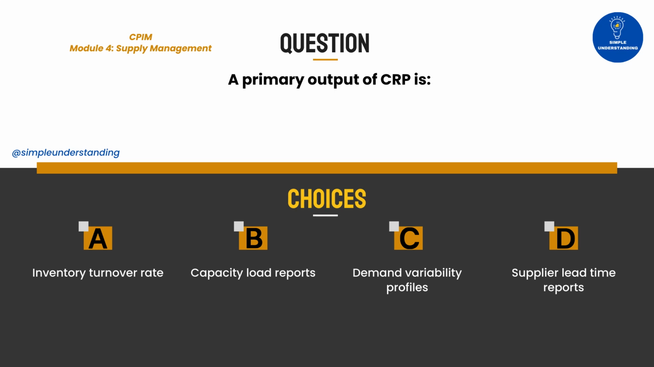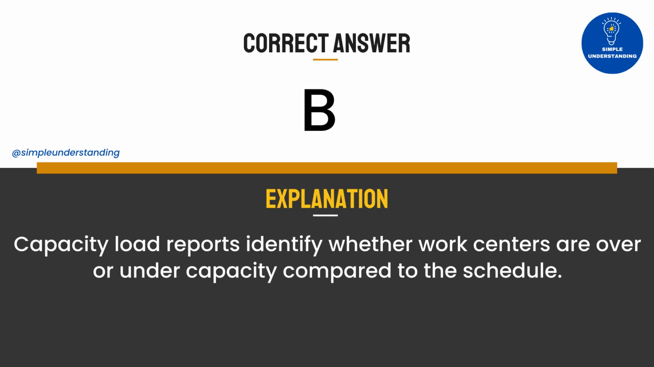Question 11. A primary output of CRP is A. Inventory turnover rate. B. Capacity load reports. C. Demand variability profiles. D. Supplier lead time reports. Correct answer: B. Explanation: Capacity load reports identify whether work centers are over or under capacity compared to the schedule.